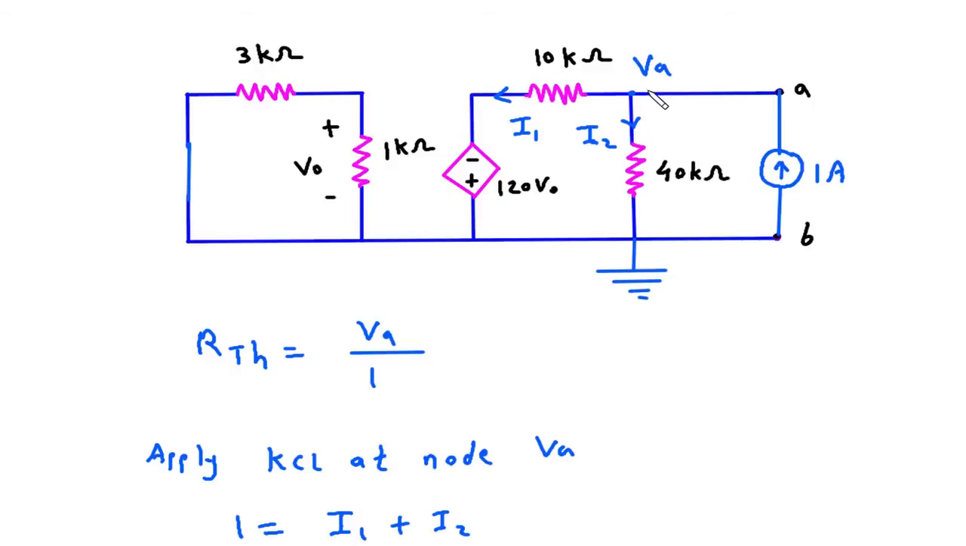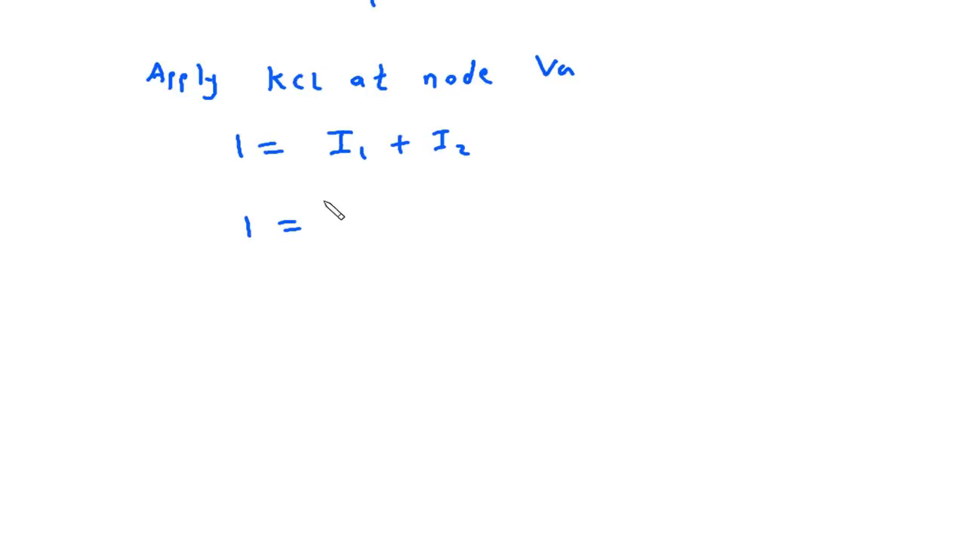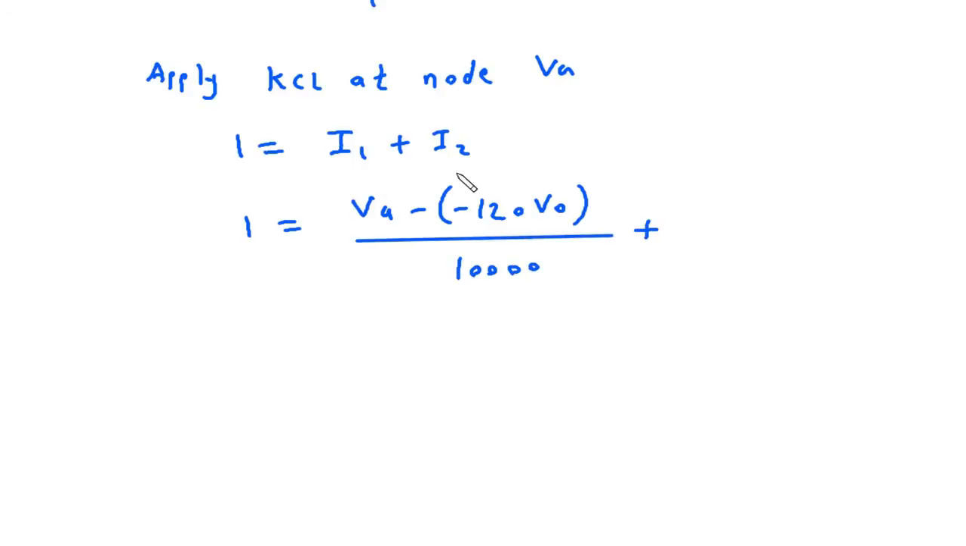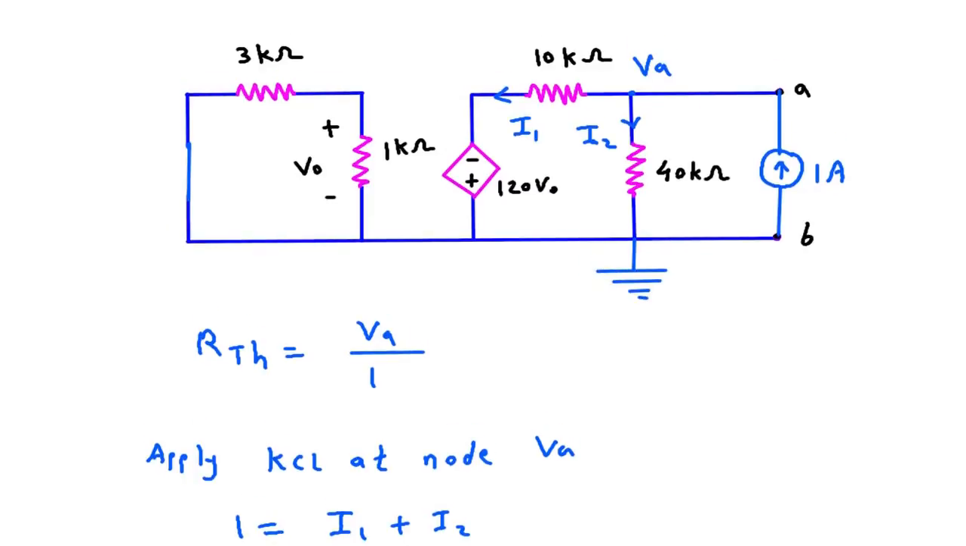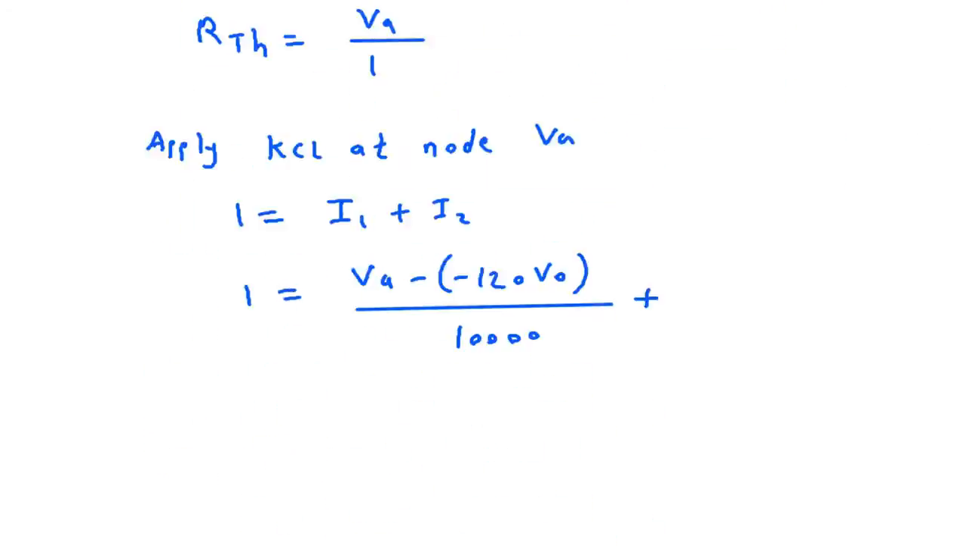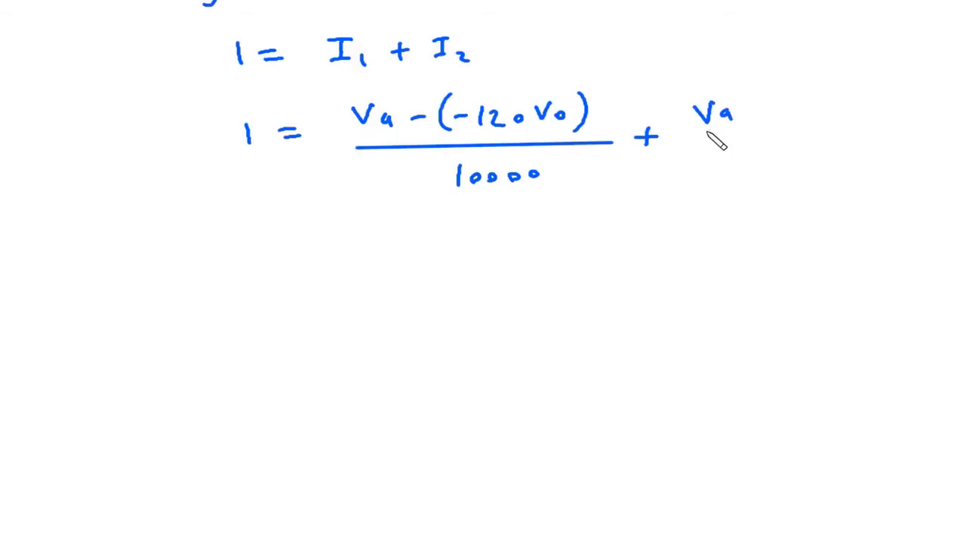Now I1 is VA minus 120 VO, because the polarity is opposite, so VA minus 120 VO by 10,000, plus I2. I2 is VA minus 0 by 40,000.